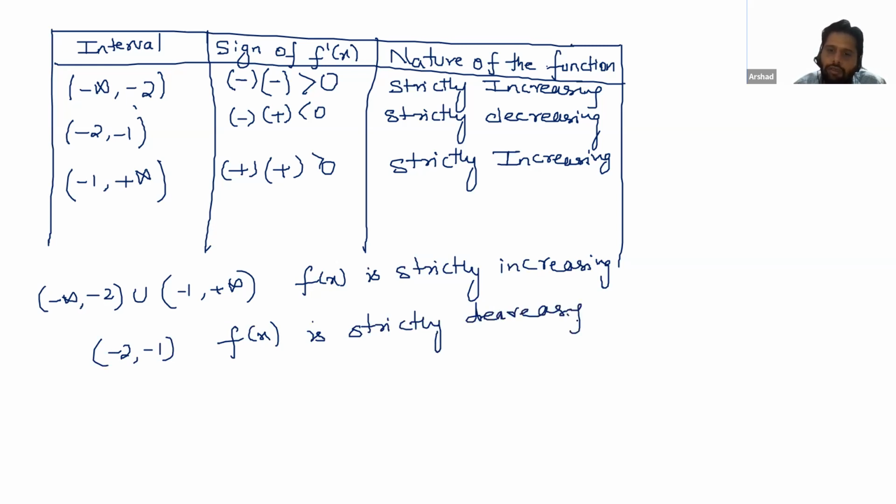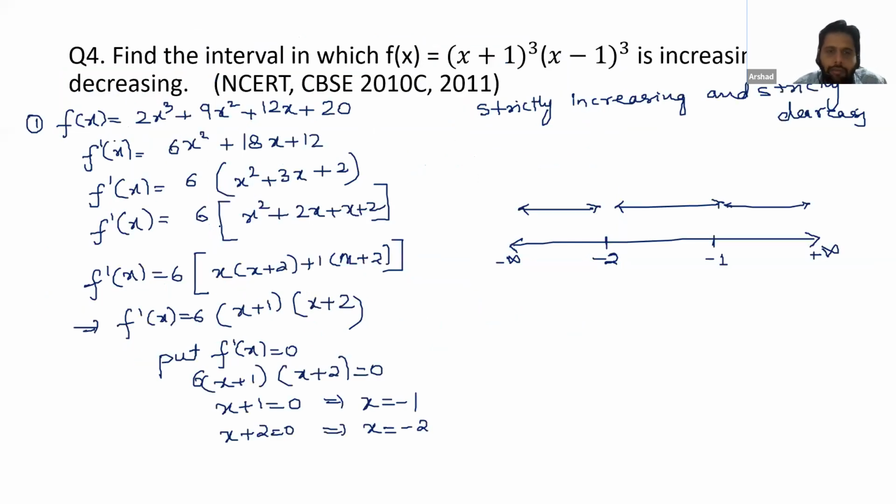You need to find the critical points, then you need to draw this table and you need to check the sign. Please note down this and let me know. Please note down this and start this question.